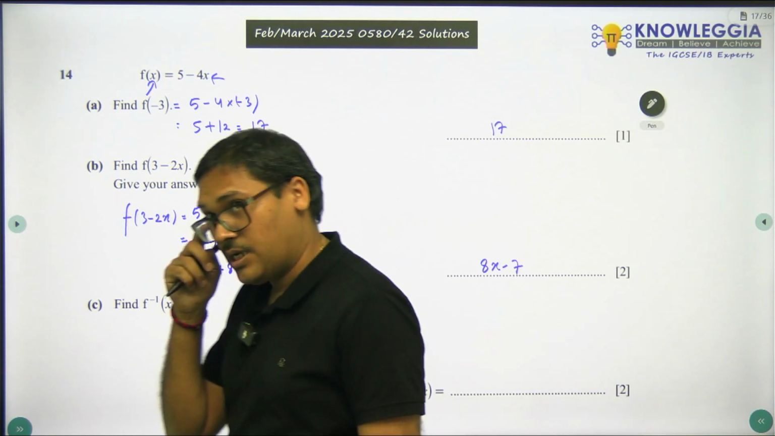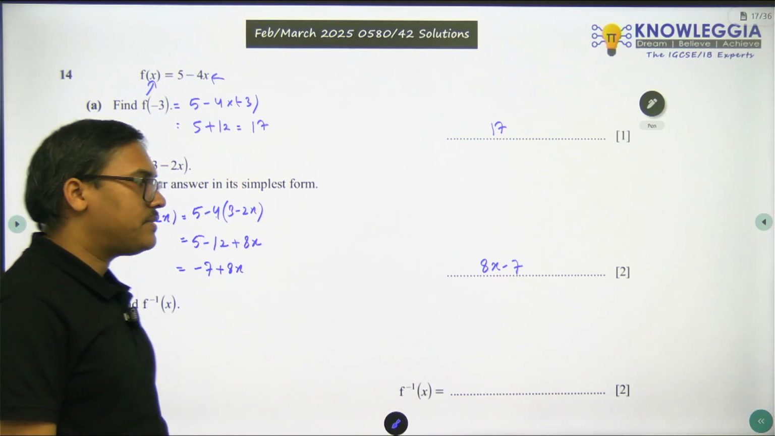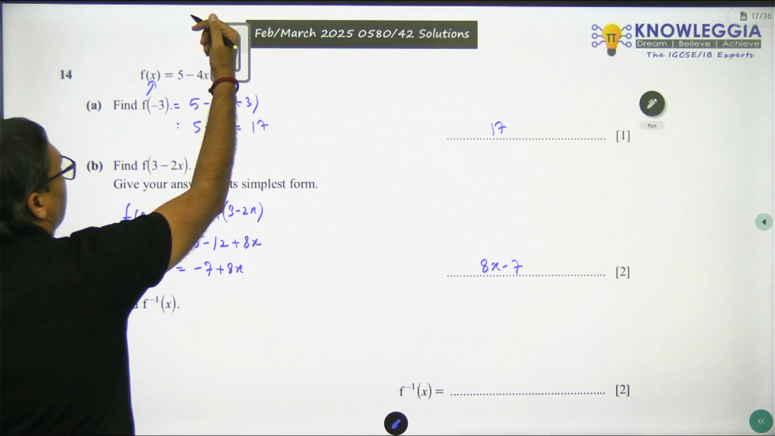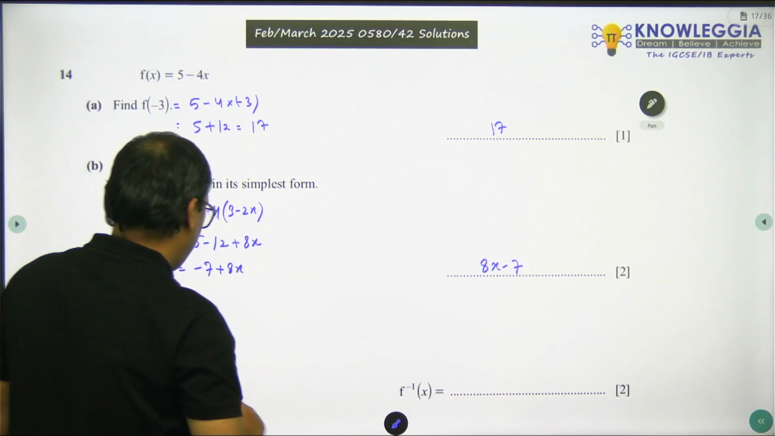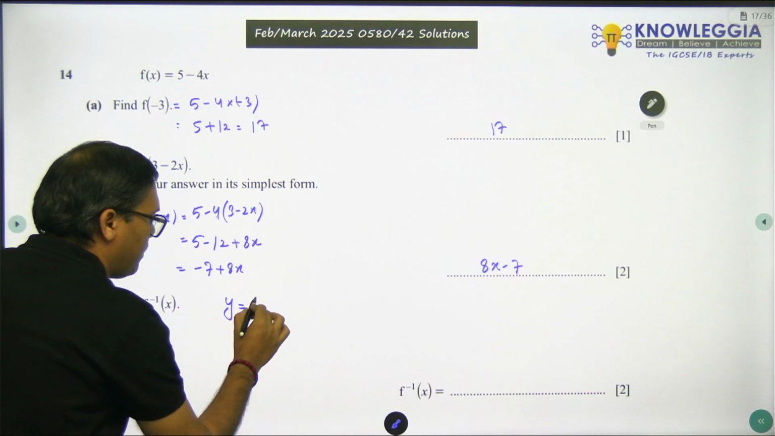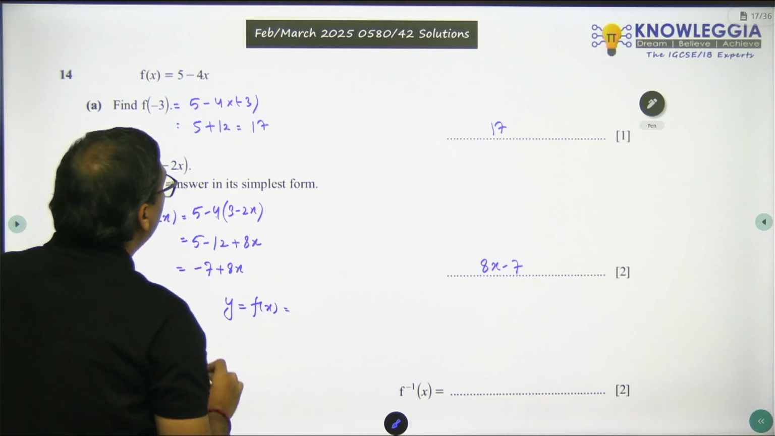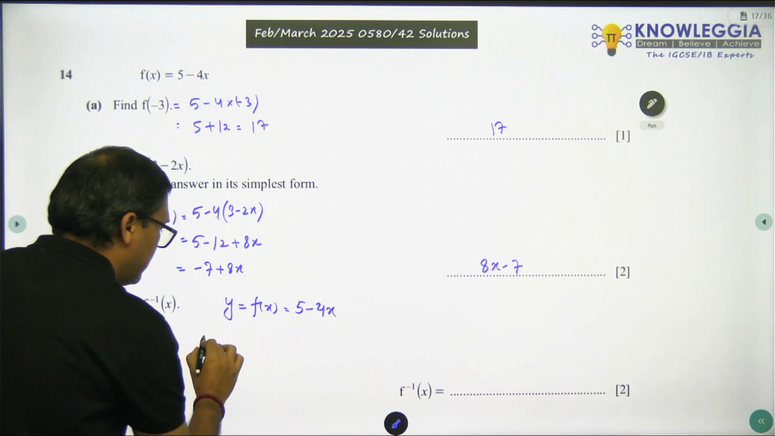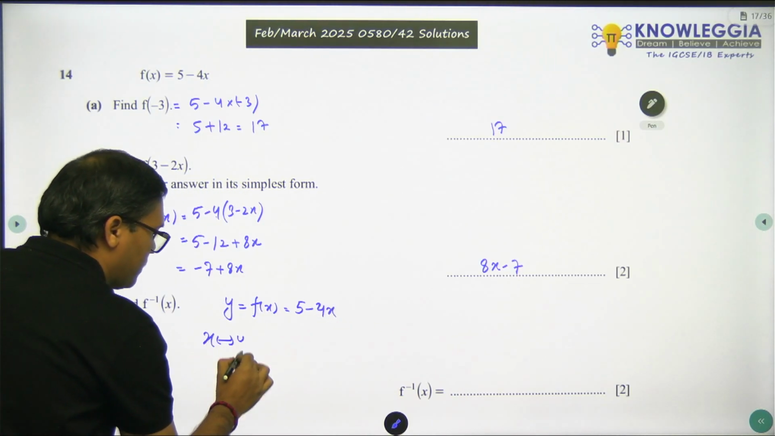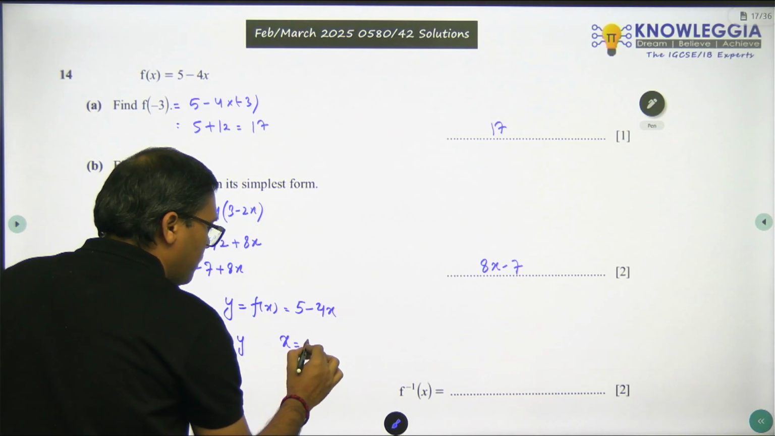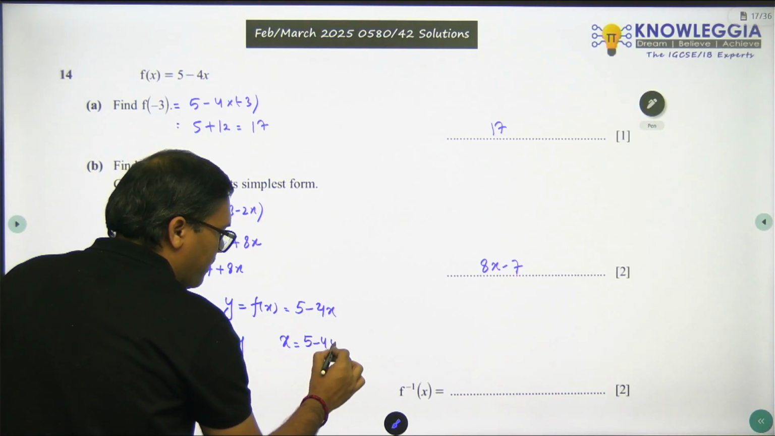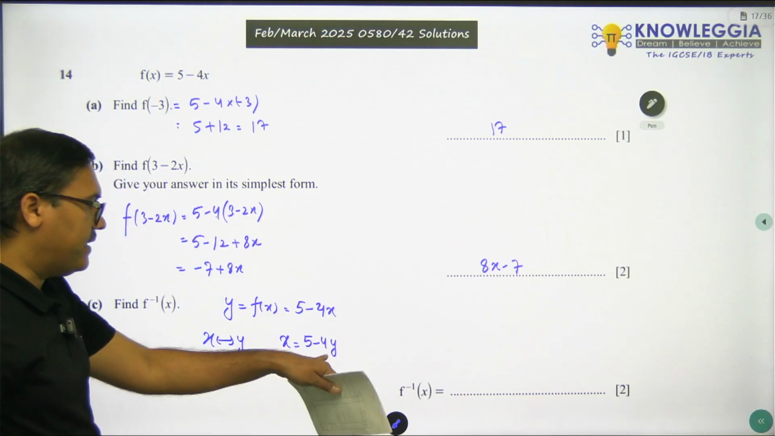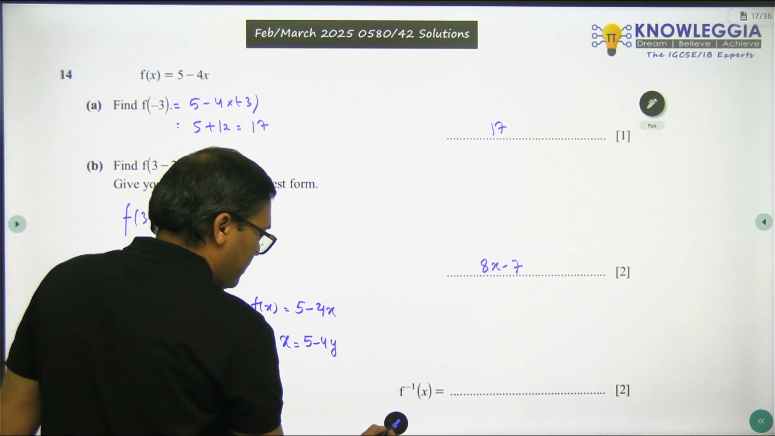Now find f inverse. How to find f inverse? This is our function. I'll write it here. This is y equal to f of x, which is equal to 5 minus 4x. So just interchange x and y. This will become x is equal to 5 minus 4y. Now make y the subject. Now how will you make y the subject?